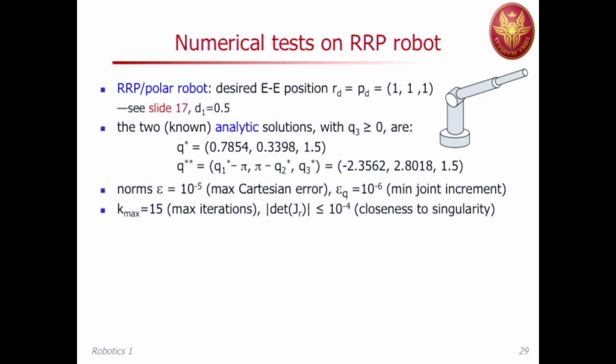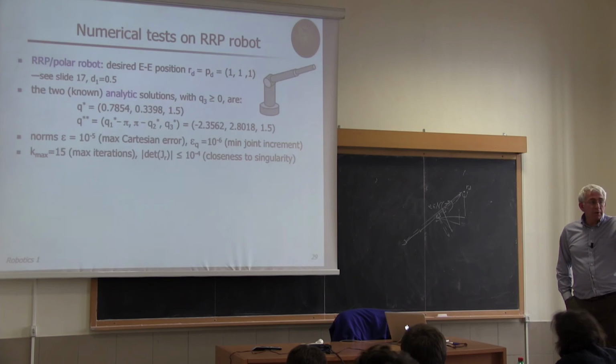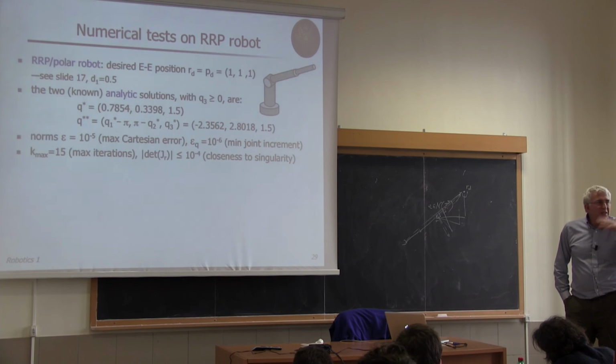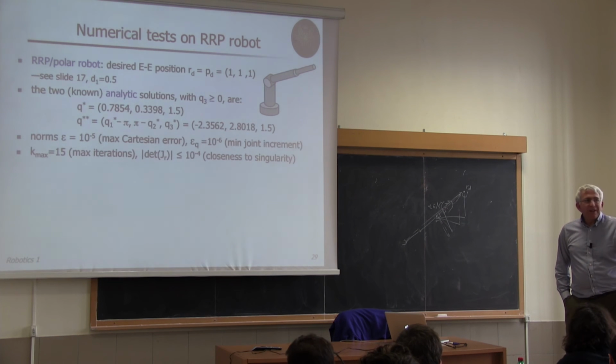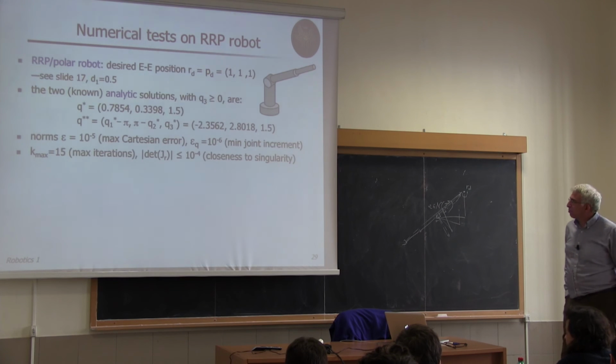10 to the minus 6 for the minimum increment in the joint space from one iteration to the other. Then I also set an upper limit on the number of iterations that I want to perform. This is a good rule because otherwise you may never end up with a final iteration, since it may be cycling among solutions.